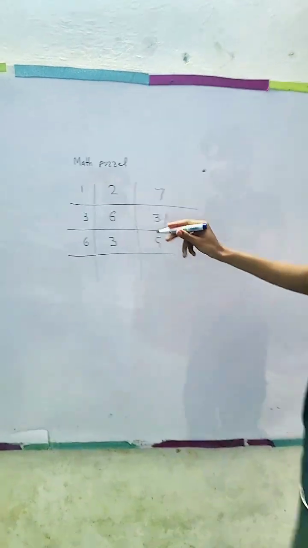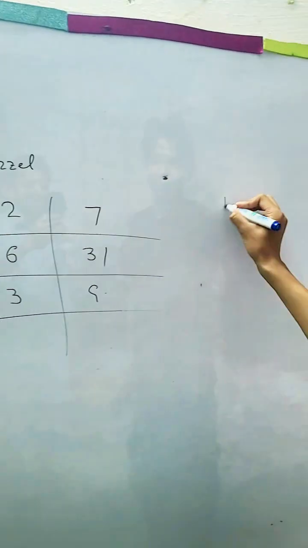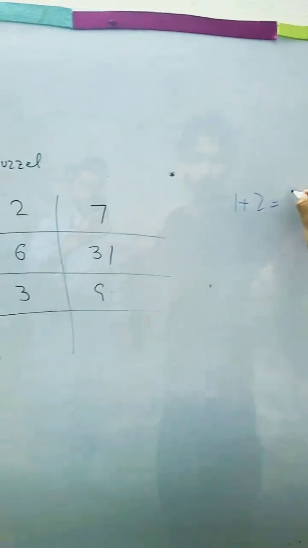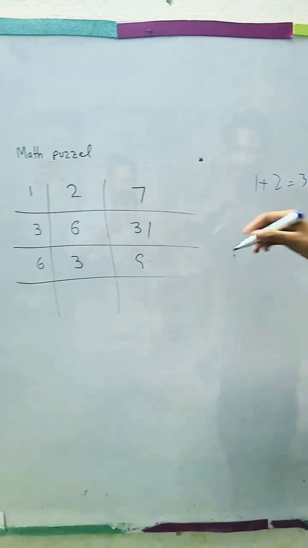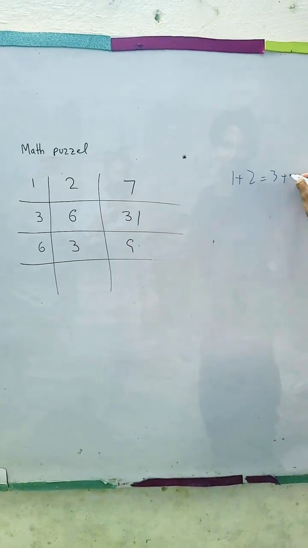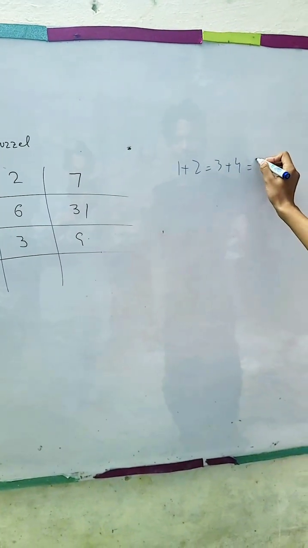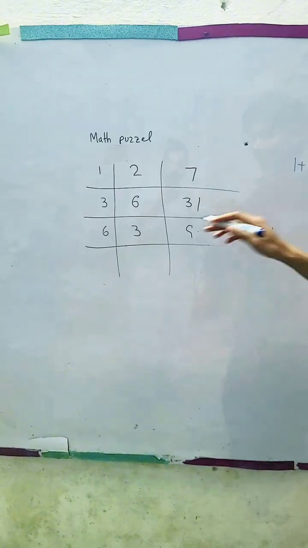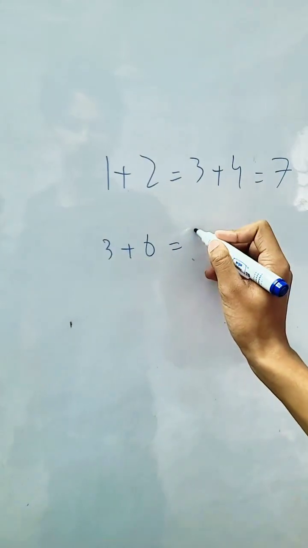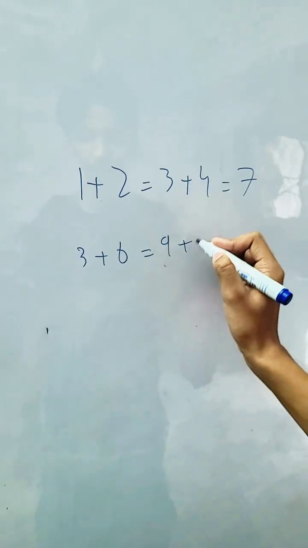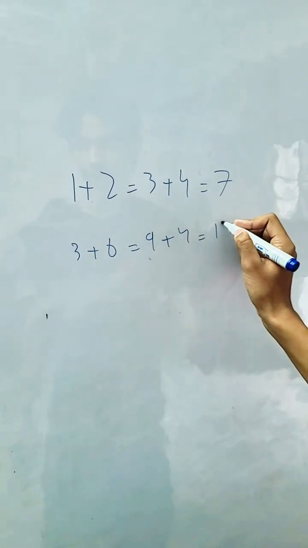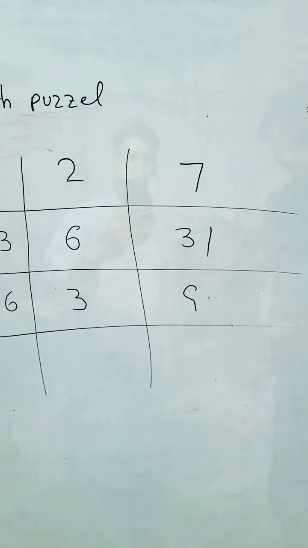We can do this by adding 1 plus 2. This is equal to 3, and to get 7 we have to add 4 in it, so it's equal to 7. We can use the same rule over here. 3 plus 6 is equal to 9, but if we add 4 into it, it is equal to 13, which means this is wrong. Sorry.